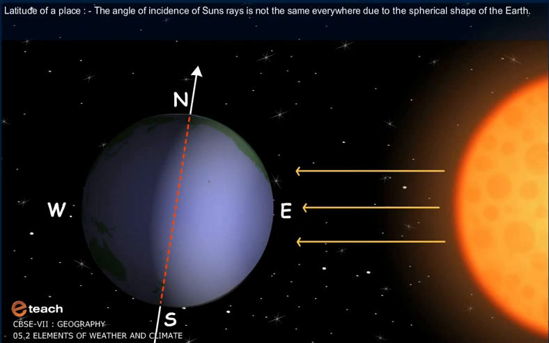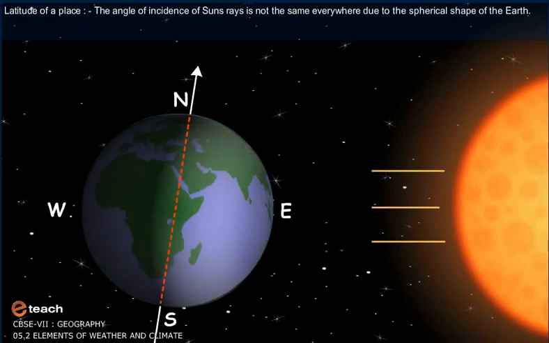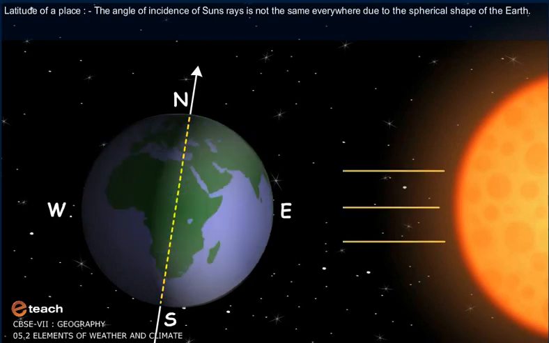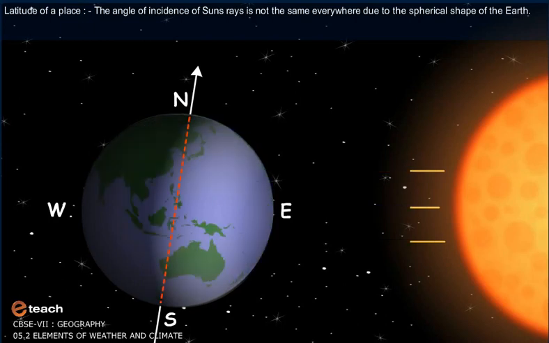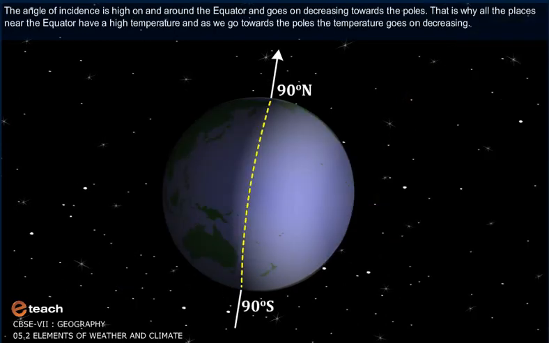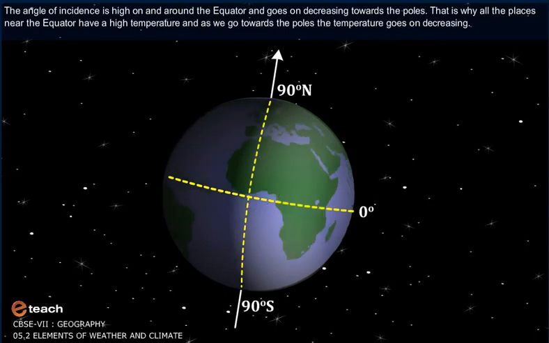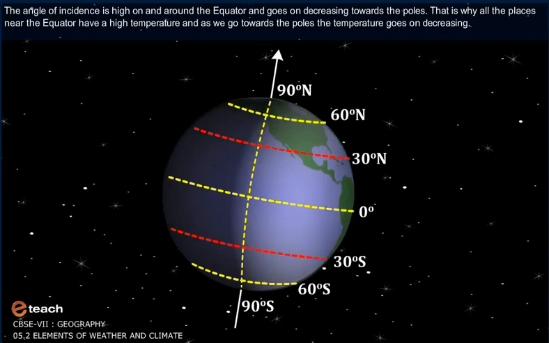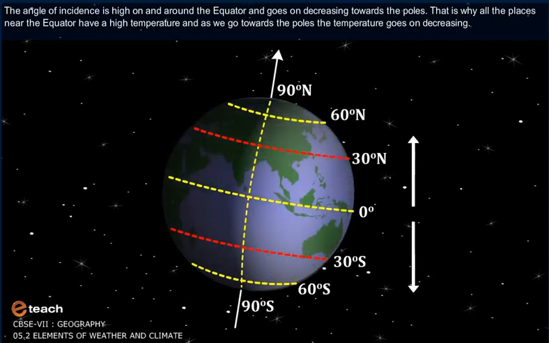Latitude of a place. The angle of incidence of the sun's rays is not the same everywhere due to the spherical shape of the earth. The angle of incidence is high on and around the equator and goes on decreasing towards the poles. That is why all the places near the equator have a high temperature, and as we go towards the poles, the temperature goes on decreasing.